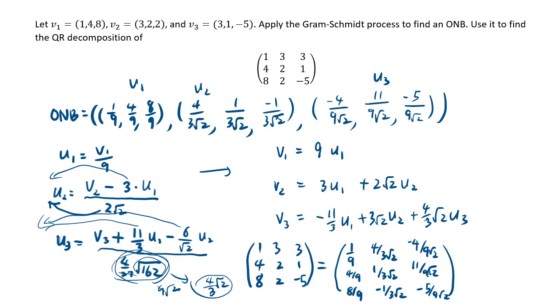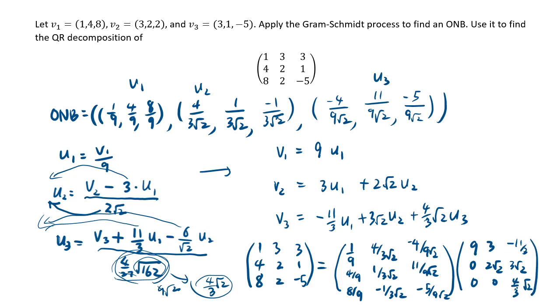An orthonormal basis will make up an orthogonal matrix. And then times you have an upper triangular matrix. See, 9, 0, 0. When this is multiplied like that, then 9 will only get multiplied to the first U1, and it's going to create the first column of the multiplication, which would be equal to 148. And then the next one is 3 and 2 radical 2. So you have 3 and then 2 radical 2 and then 0. Then if you do the matrix multiplication, you'll see that 3 will be multiplied to the first column and 2 radical 2 will be multiplied to the second column. And then finally you have negative 11 over 3, 3 radical 2, and 4 over 3 radical 2.